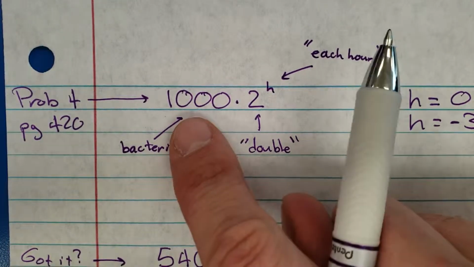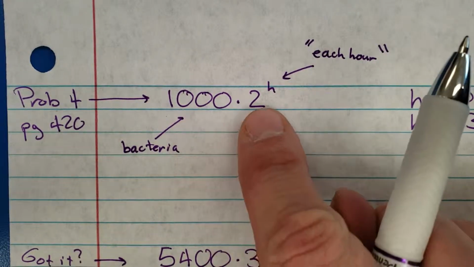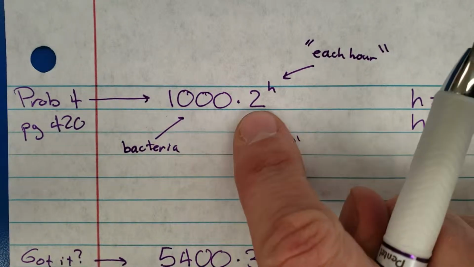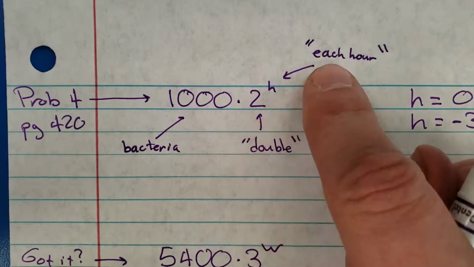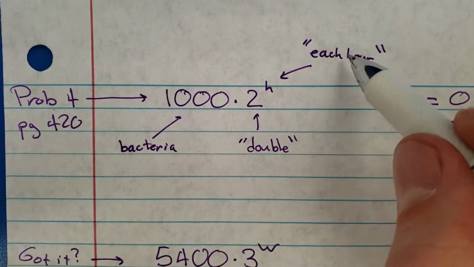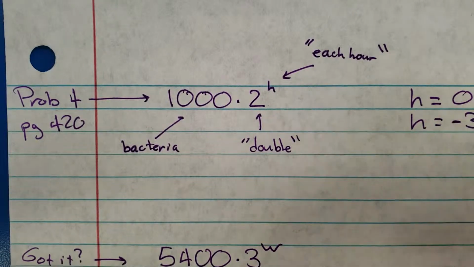So in this story problem, there's a thousand bacteria in a culture, and they're doubling every hour. So you start here, multiply by this, and then your exponent is going to be each time it doubles. And this thing changes a lot. Each hour, each minute, each second, each day, each year, each month. You got to pay attention to what each means, okay?